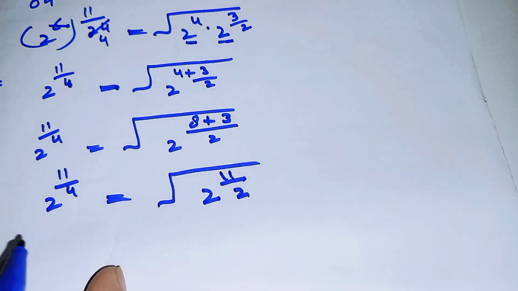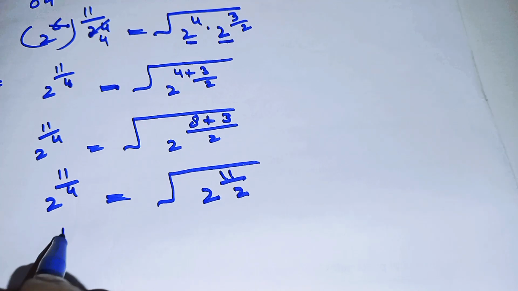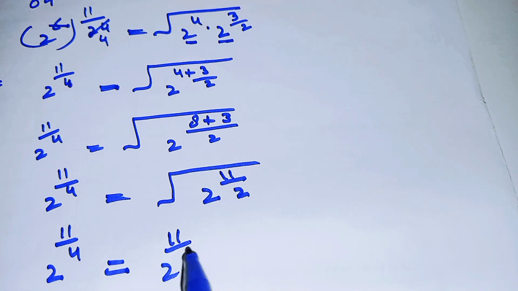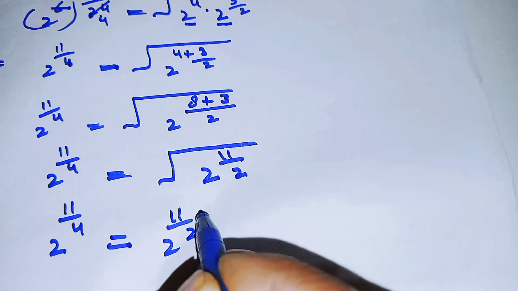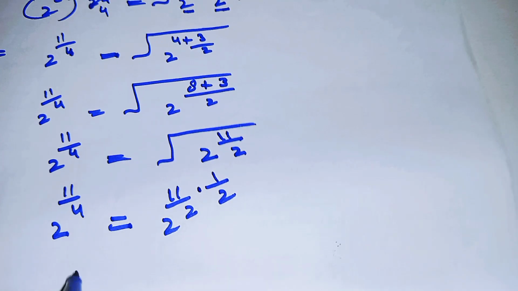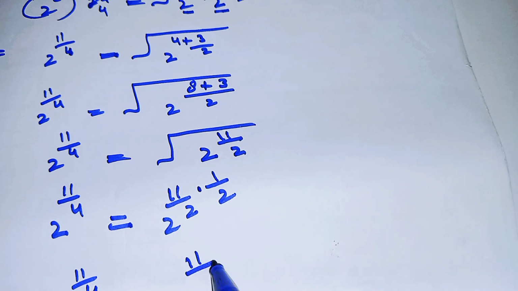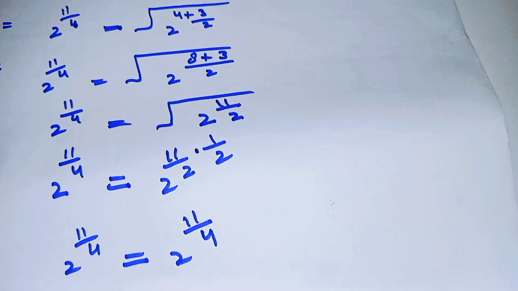So here we can write 2 to the power of 11 over 4 is equal to 2 to the power of 11 over 2, and removing this square root, we write times 1 over 2. So 2 to the power of 11 over 4 is equal to 2 to the power of 11 over 2 times 1 over 2; multiplying them gives 11 over 4. Here it is, the same answer. Therefore, this statement is true.